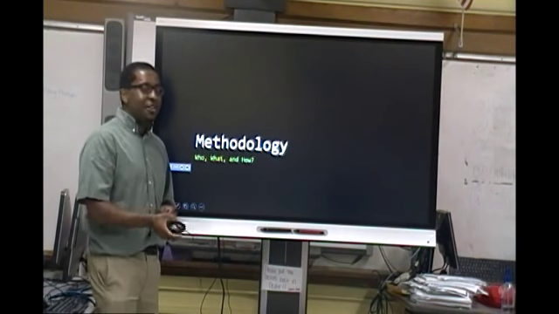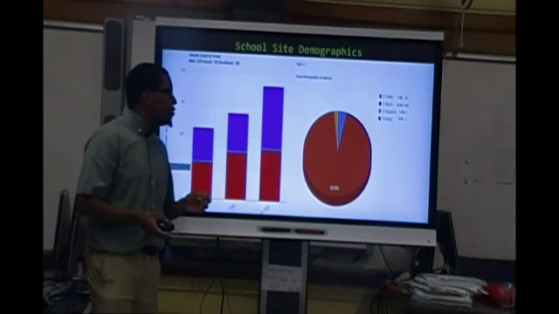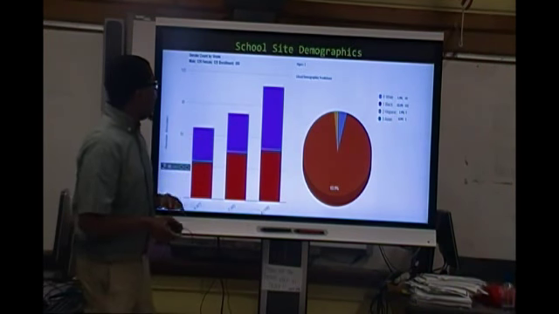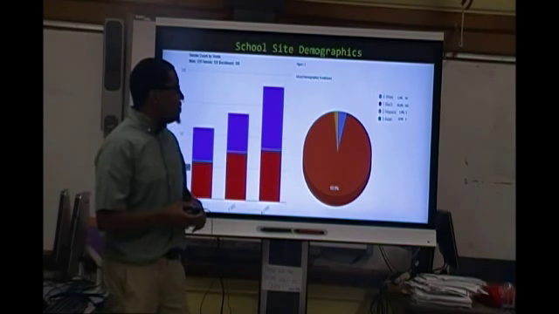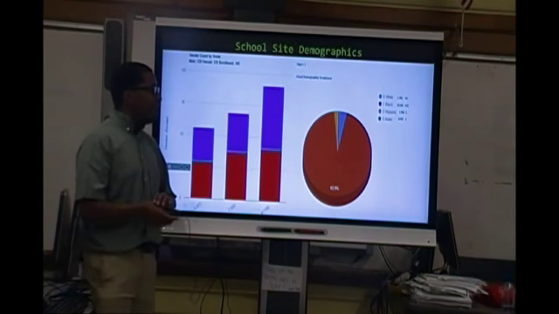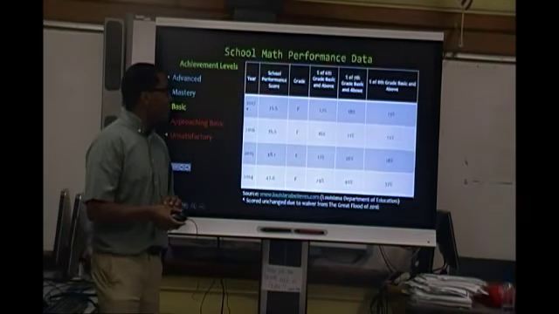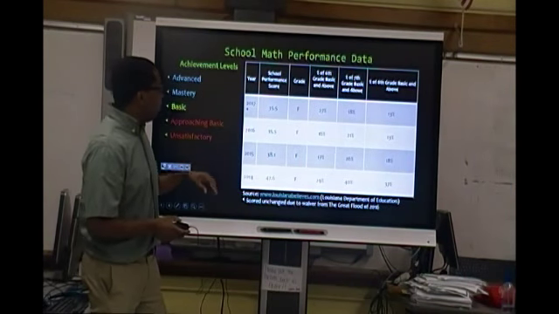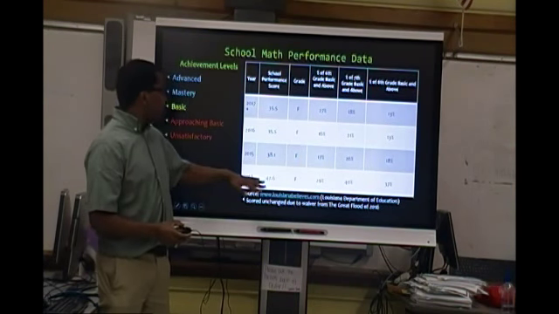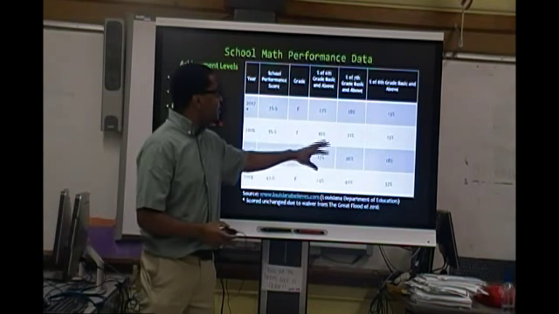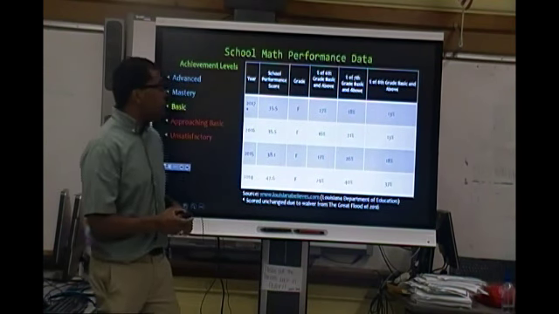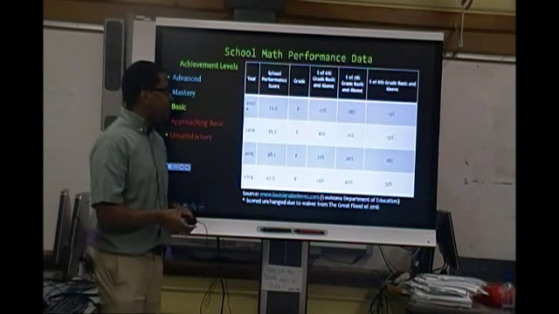So how do I go about doing this? First off, some information about the school chosen. So at the school, they had 258 students, and it was split 50-50 in terms of male and female. The school is majority African American, about 94% are African American at the school. Looking at some of the performance data from the school, from 2014 to 2017, we see that there is a large number of students struggling in math, so the need for intervention was great at this school site.